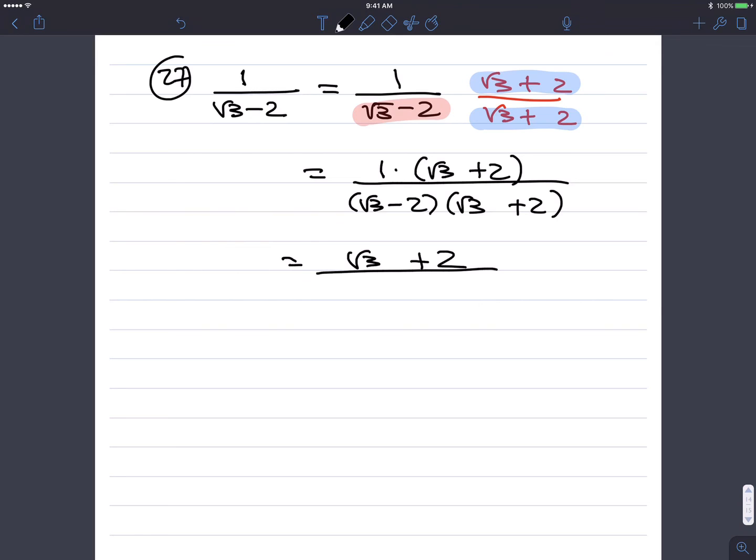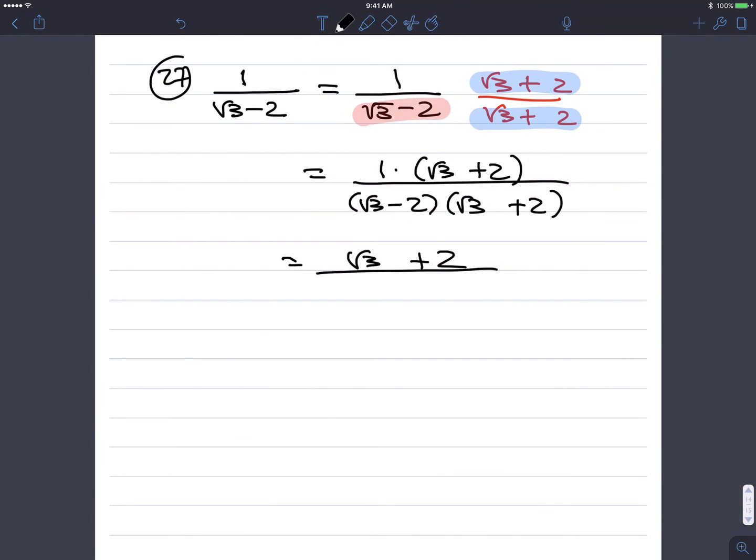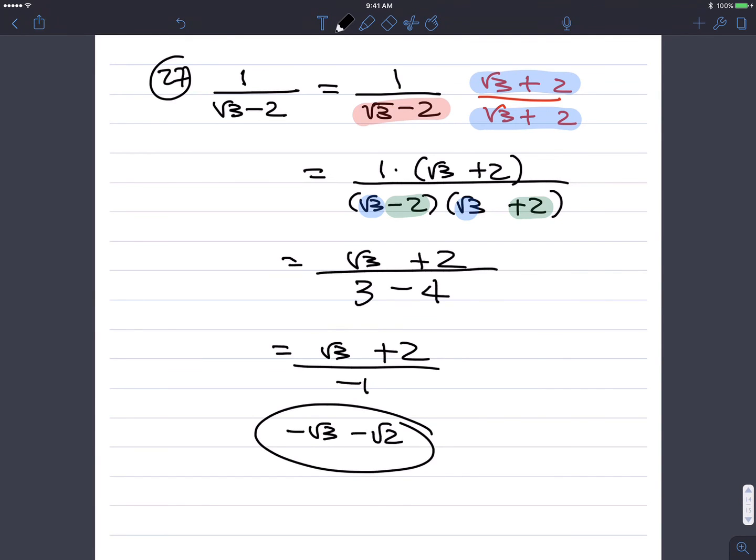Now here we go. We're going to do the same thing we did here. Square root of 3 times square root of 3 is 3. Negative 2 times positive 2 is negative 4. So I get the square root of 3 plus 2 over negative 1, which is going to give me negative square root of 3 minus 2. Divided by a negative 1 changes both of the signs. And you're done.